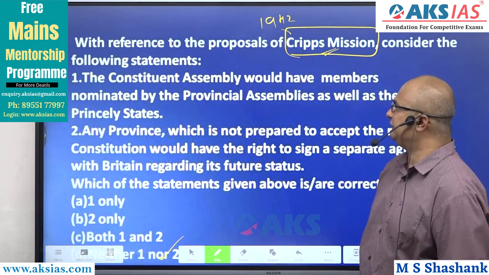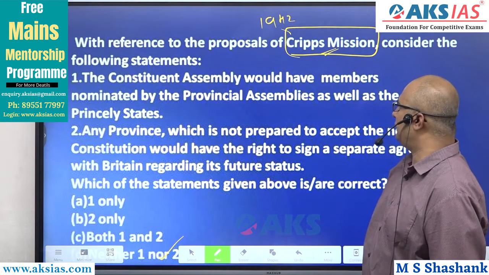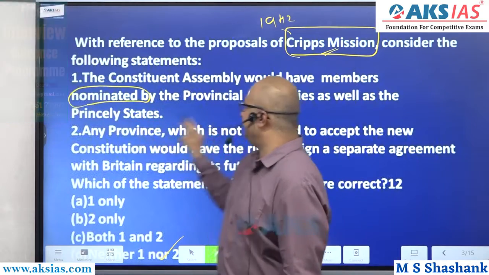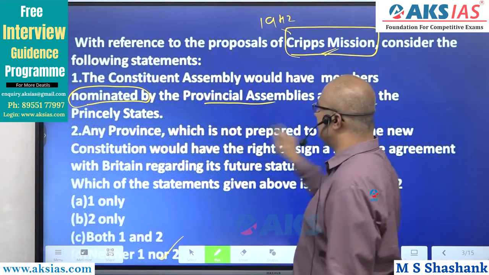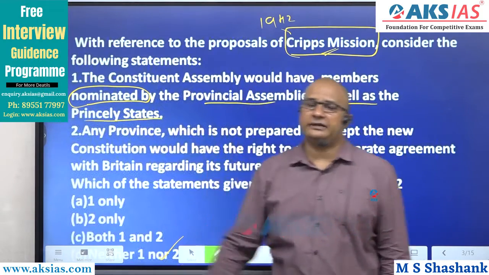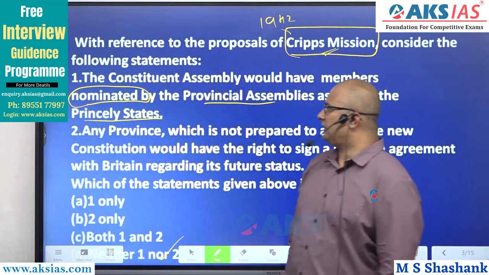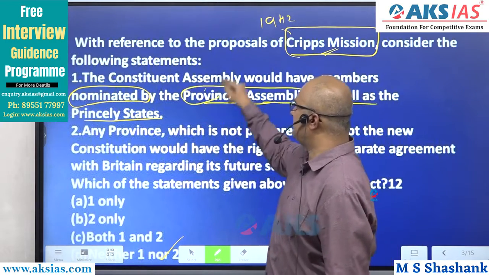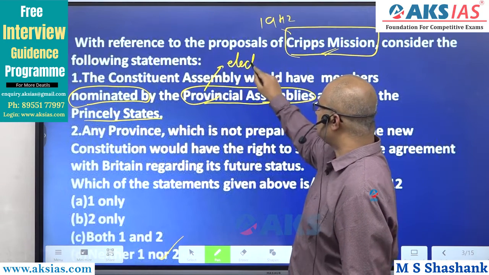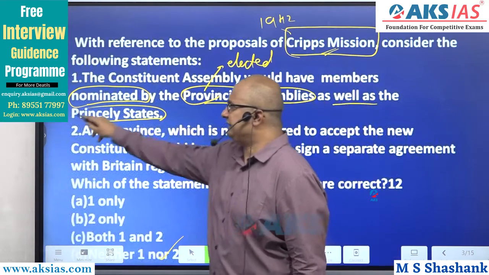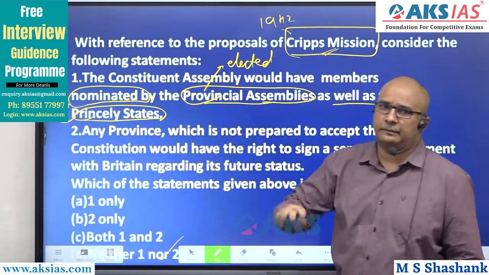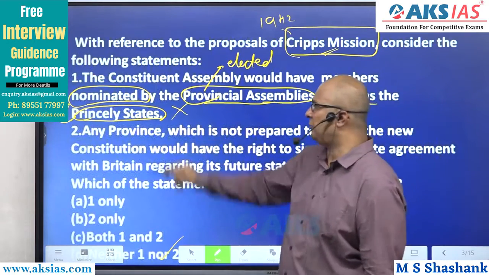The first sentence says the Constituent Assembly would have members nominated by the provincial assemblies as well as princely states. That's the wrong statement. Why? Because if you look at the Cripps Mission, from the provincial assemblies members will be elected, whereas from the princely states they will be nominated. Here it is given as if both are going to nominate, which makes statement 1 wrong.